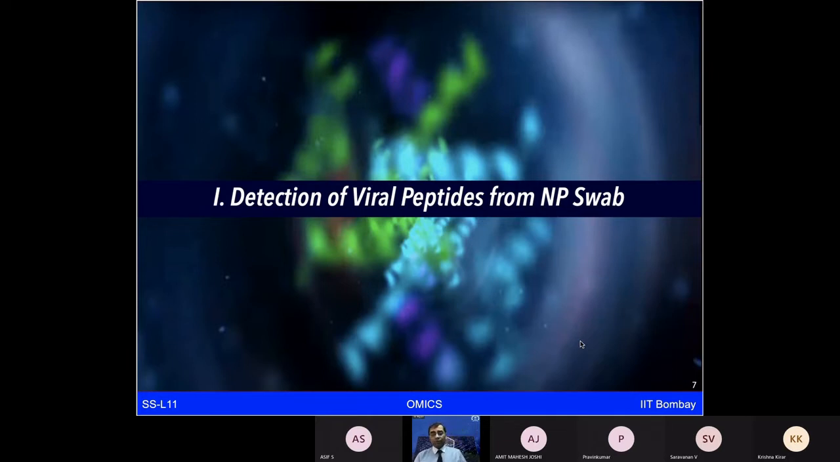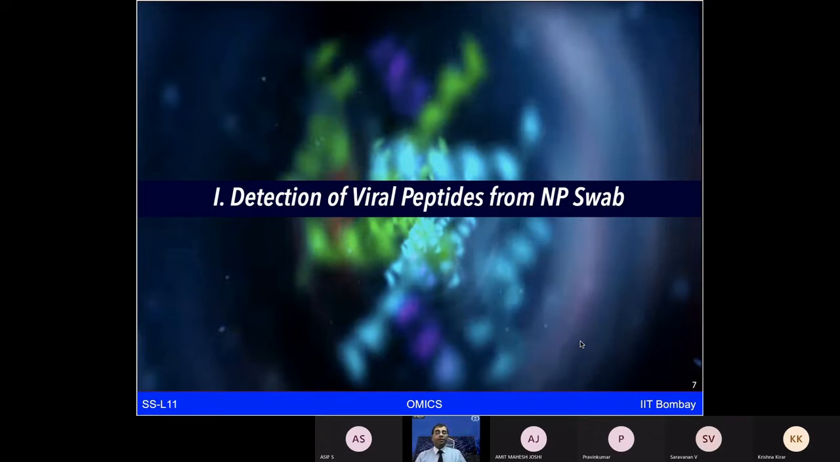This has a lot of advantages because it is available in clinical labs, but it also has many disadvantages. For example, the swab sample has to be stored in very cold conditions, and then you have to amplify the RNA coming from the virus, and then find out whether there is a sufficient amount of viral RNA which you can detect in the real-time PCR.